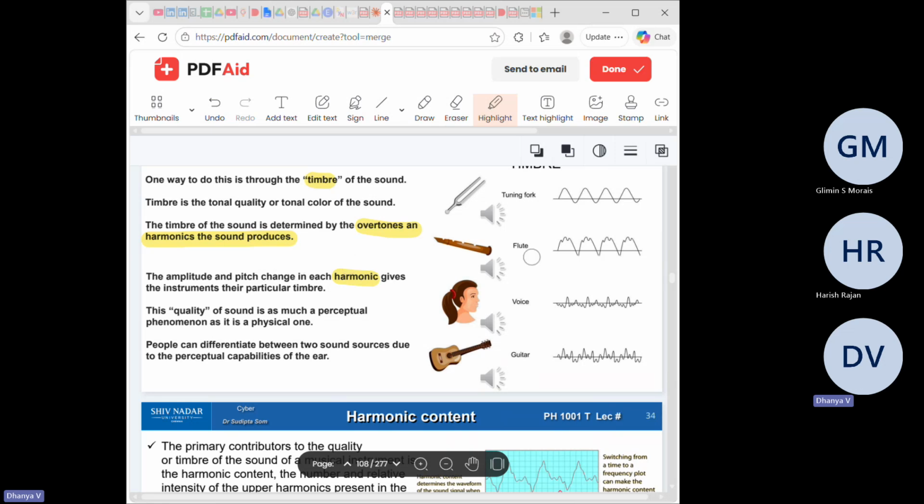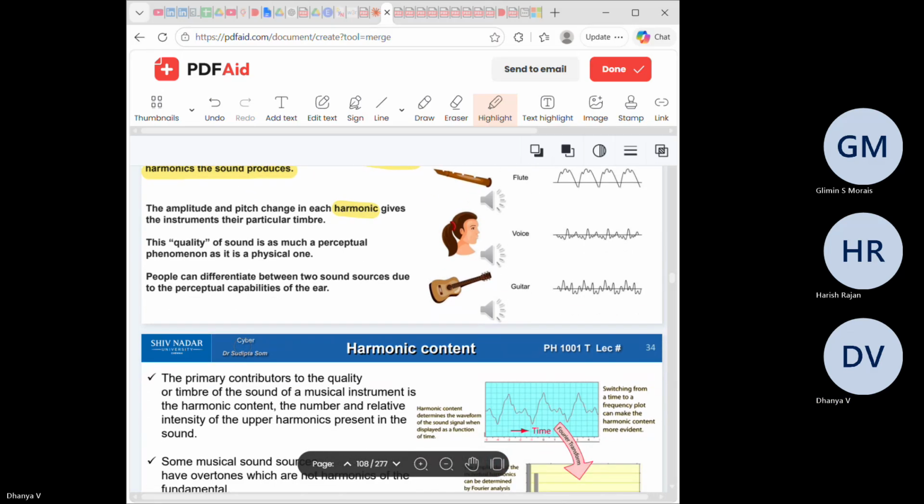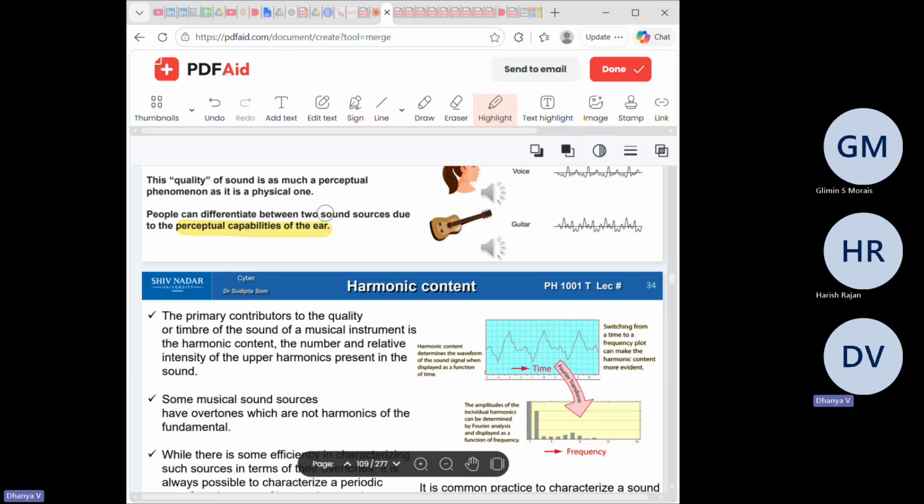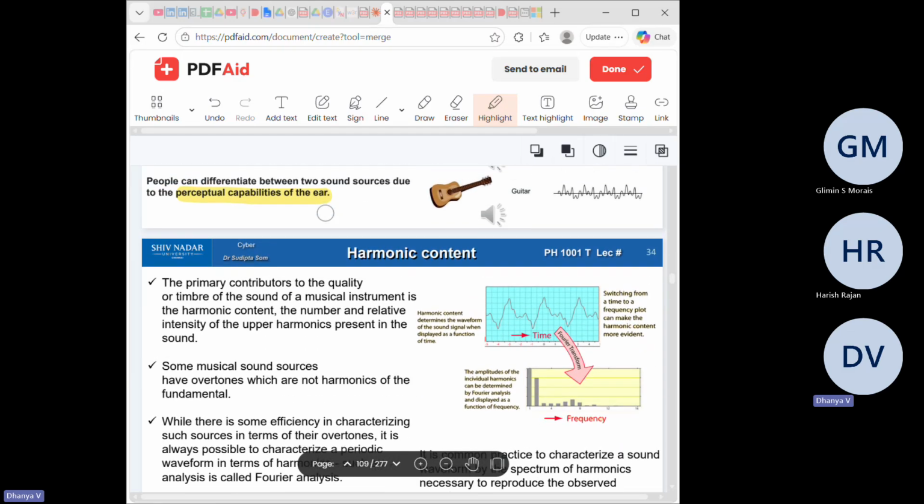That's how you're able to differentiate between a flute and a guitar. You can easily determine it, no? So the quality of a sound is as much a perceptual phenomenon as it is a physical one. It also depends on your perception, based on the perceptual capabilities of the ear. Depending on perception, you perceive something as more different than the other.